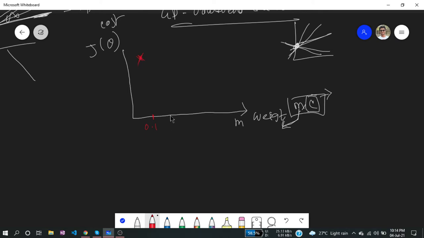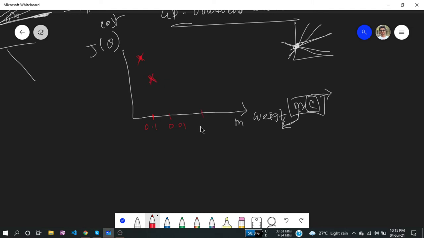So suppose in the initial condition, we had assumed our weight was 0.1. At that point, our cost was very high, right? Our cost was around there. Yes, this is our cost. Then suppose we have changed this weight again. Suppose this is 0.01. Now my cost is here.